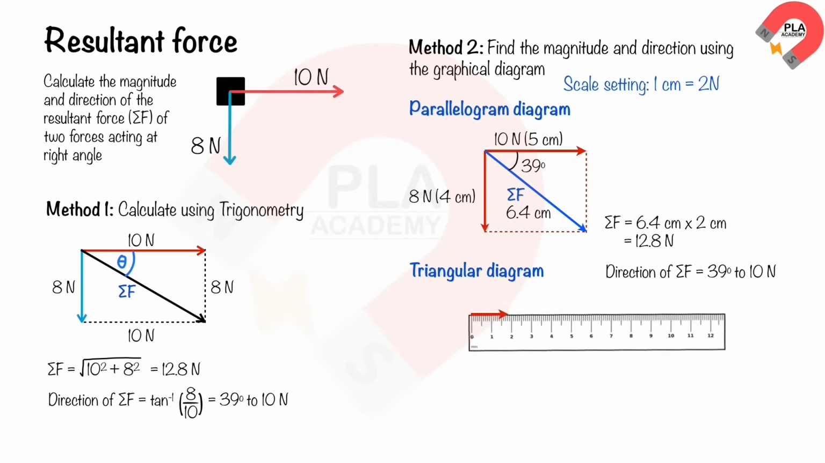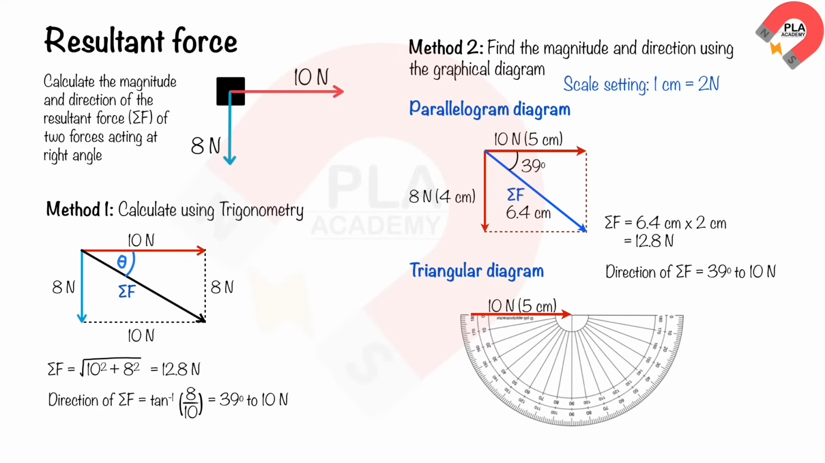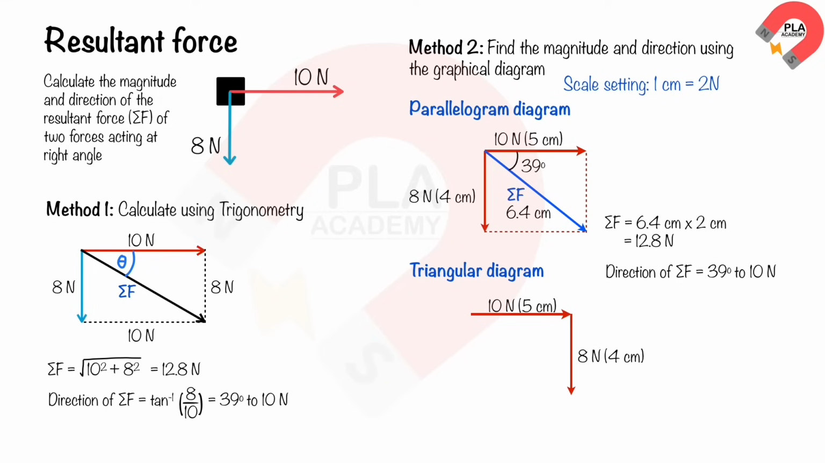Triangular diagram. Draw the force of 10 newtons for 5 centimeters. Measure the angle at the head of the 10 newtons force using a protractor as 90 degrees. Link the tail of the 8 newtons force to the head of the 10 newtons force. Draw a force of 8 newtons for 4 centimeters.